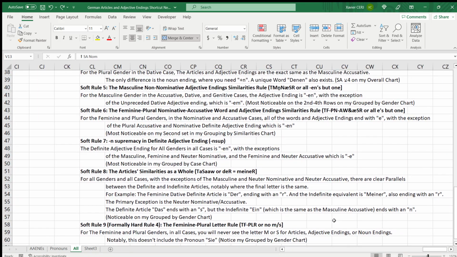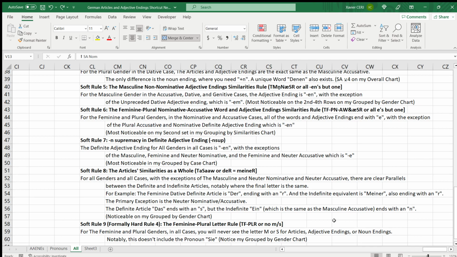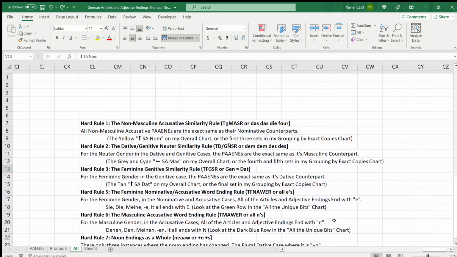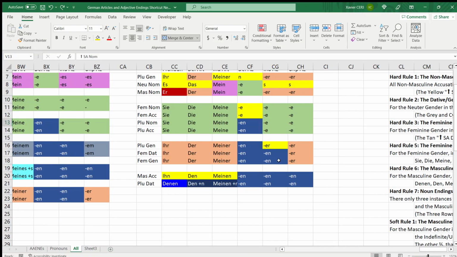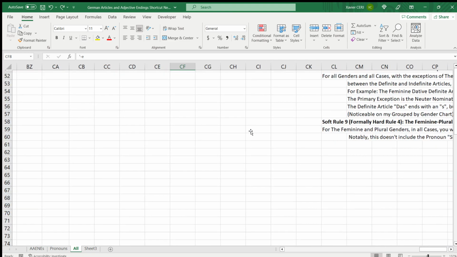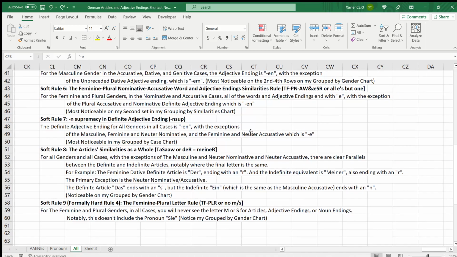There are so many different ways that German could have been so much easier. Not even easy to the level of English, but at least following its own consistencies, right? Where these were all ER, you know what I mean? Or these were all E instead of being EN. Stuff like that. It's just so stupid.